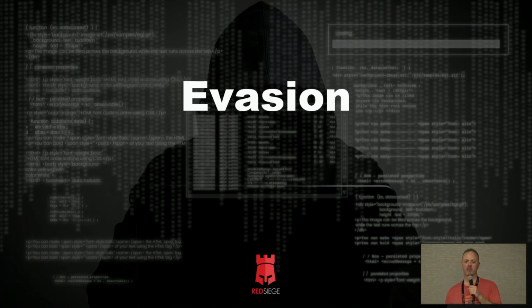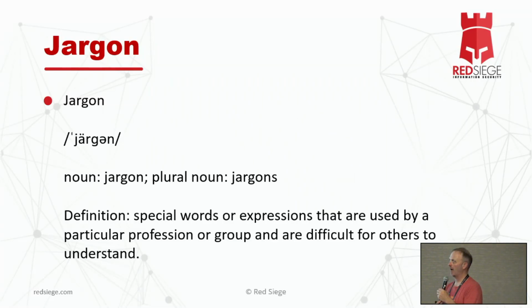All right, a little bit more on evasion. So I have a tool that I wrote called Jargon. The actual definition for jargon is, it's a noun. It is words or expressions that are used by a particular profession or group and are difficult for others to understand. So if you've ever worked for a TLA, you know all about acronyms, or if you're in the military, you're all about acronyms. That is jargon. TLA is jargon for three-letter agency. So it's words that people outside the group don't know. So this seemed like a good name for this tool. So let me tell you about the tool.